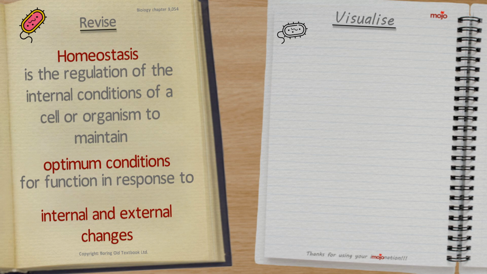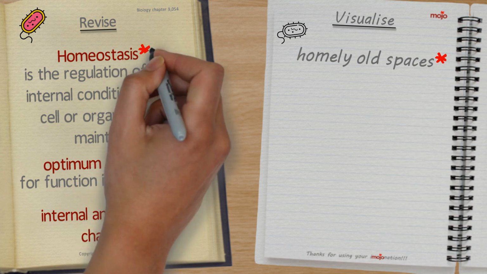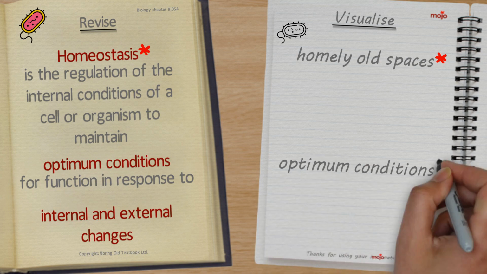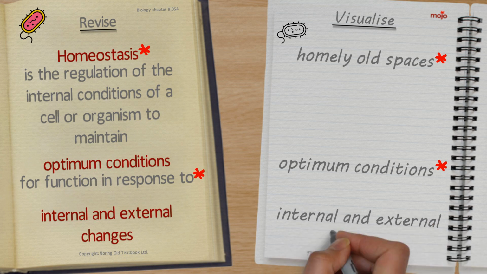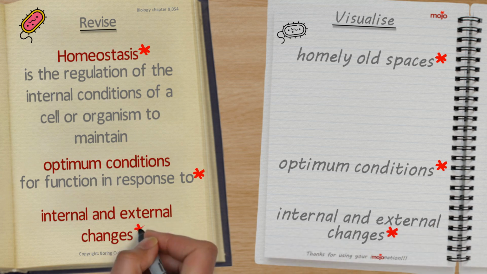Imagine you're planning to move out of your home into a flat, so you visit your local estate agent. In your head, you have a clear idea of what you're looking for: homely old spaces. When the agent asks what you mean by that, you reply, "I want to be able to maintain optimal conditions in my flat, so things are just as warm and dry as I want them to be, no matter what internal or external changes take place to the weather," and so on.